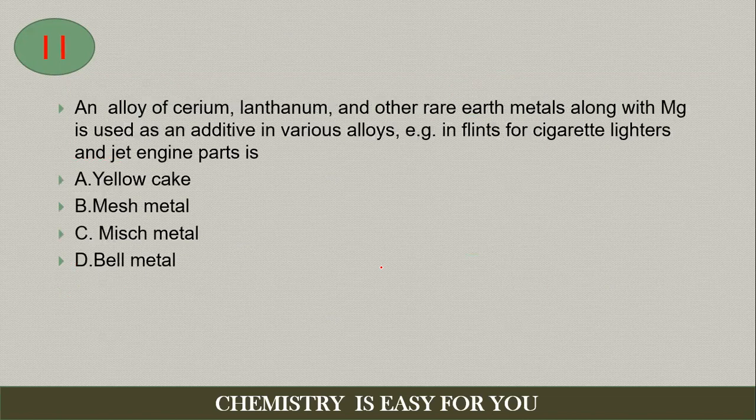Now towards the 11th question. An alloy of cerium, lanthanum and other rare earth metals along with magnesium is used as an additive in various alloys, for example, in flints for cigarette lighters or jet engine parts. So what is this alloy? The name of this alloy you have to say. The alloy of cerium, lanthanum and some other rare earth metals along with magnesium. So the answer is option C, which is misch metal.